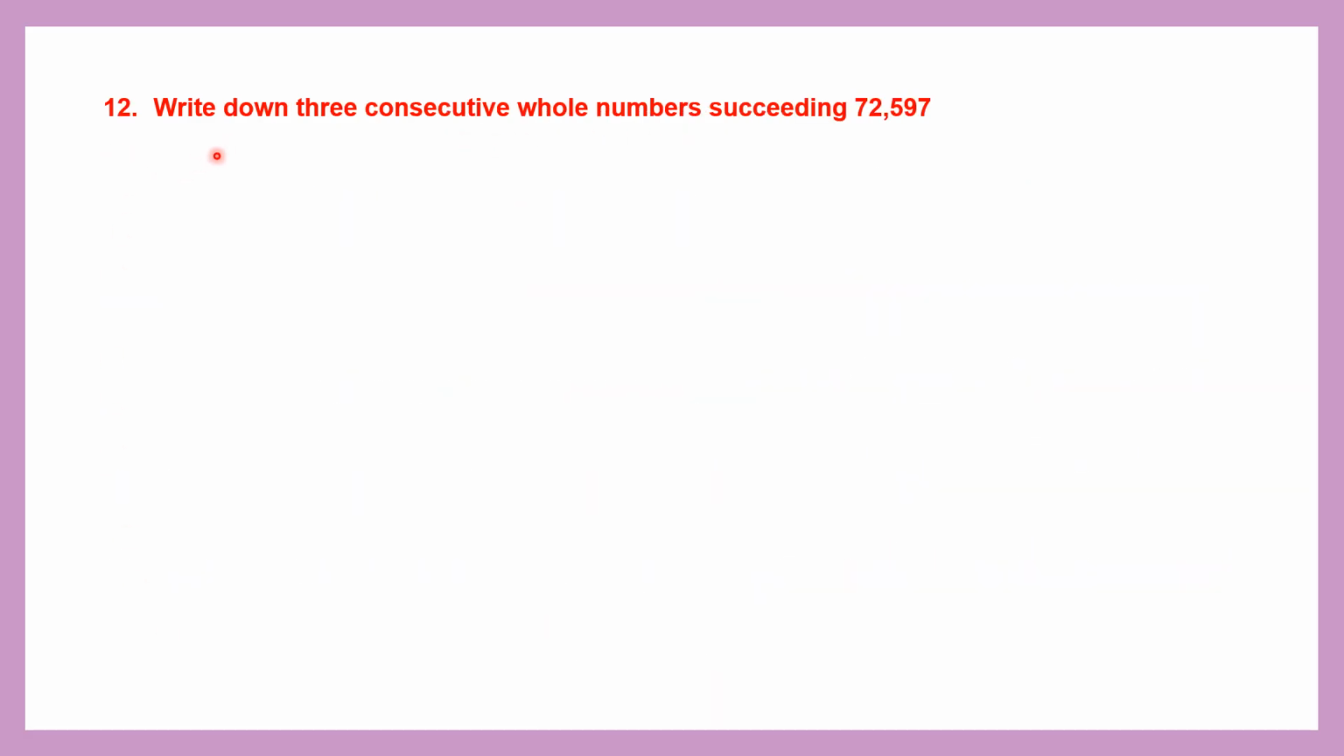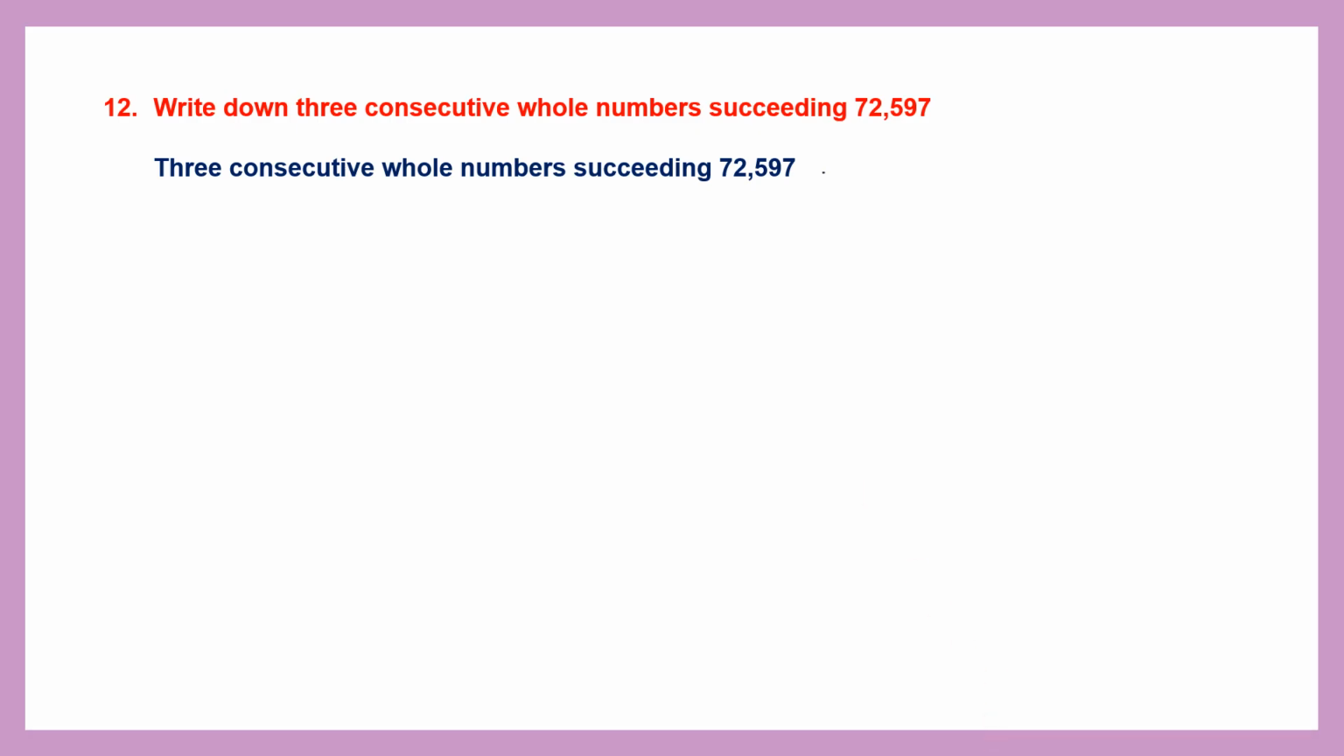Question 12. Write down 3 consecutive whole numbers succeeding 72,597. Consecutive means numbers that come one after the other without skipping any number in between. So 3 numbers that come after 72,597. Succeeding means coming after this number. So to write 3 consecutive numbers succeeding 72,597, we just have to keep adding 1.